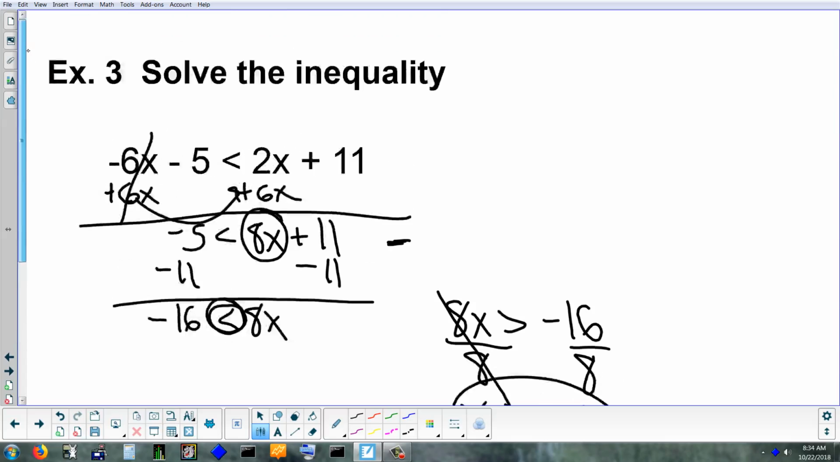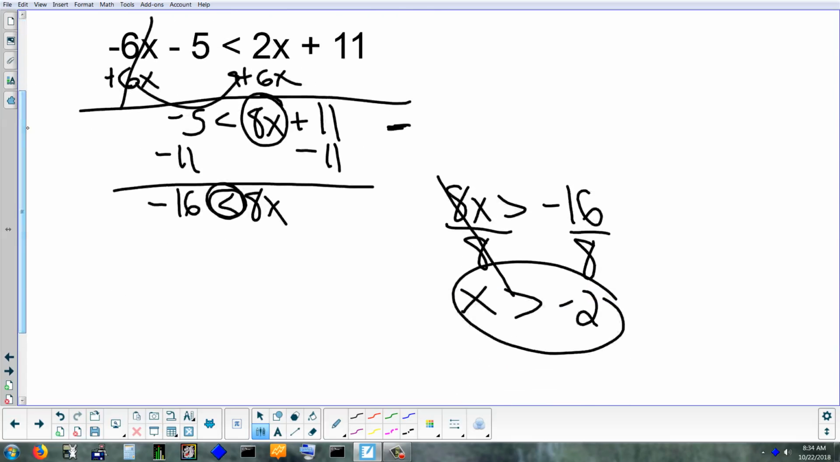I'm gonna graph this one. No, just solve. All right. If I was gonna graph that one, Catherine, what would it look like? Open circle. What number? Where's my arrow going? Open circle on negative 2. Arrow going to the right. Very good. Questions on this one?